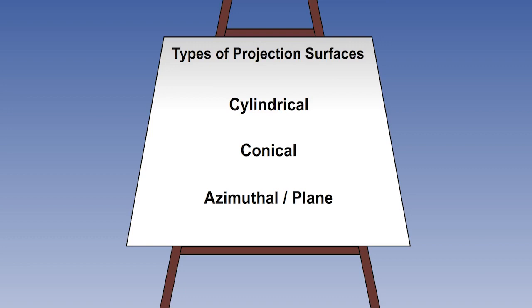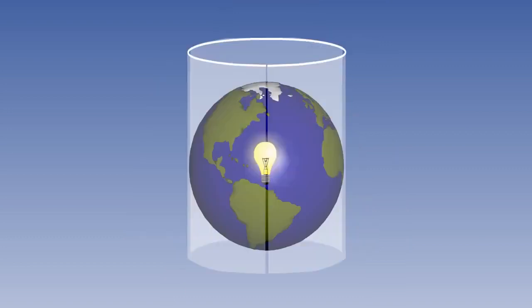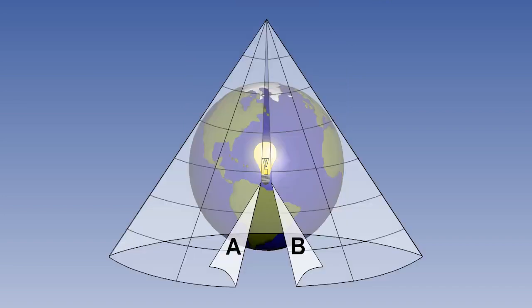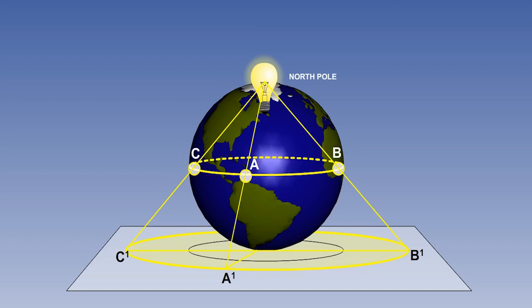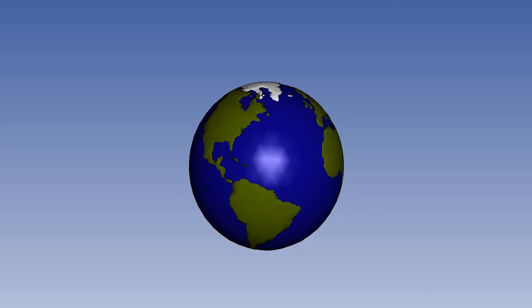There are three basic types of projection: cylindrical, conical, and azimuthal or plane. We'll now have a look at each type in more detail. As we said, we start with the reduced Earth. This has to be at the same scale as the chart we wish to produce. For the cylindrical projection, the light source must be at the centre. This is not the case for all the projections which we shall look at, but it applies to this one.